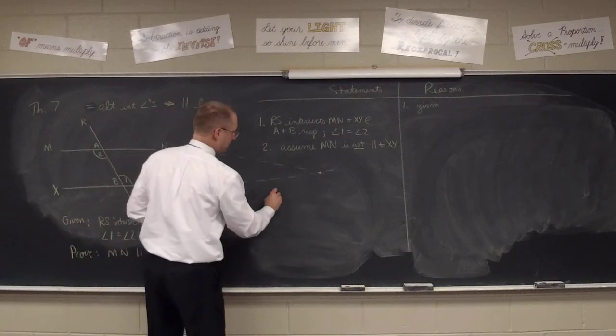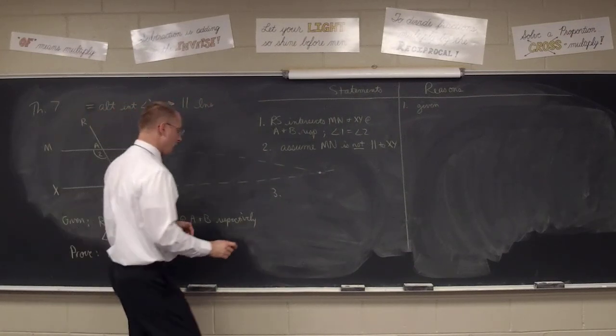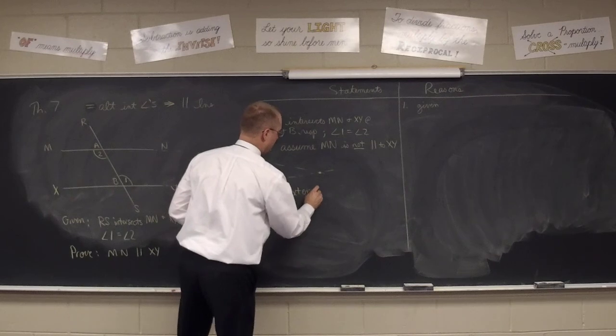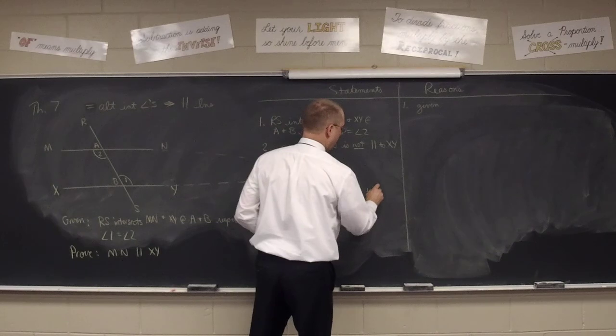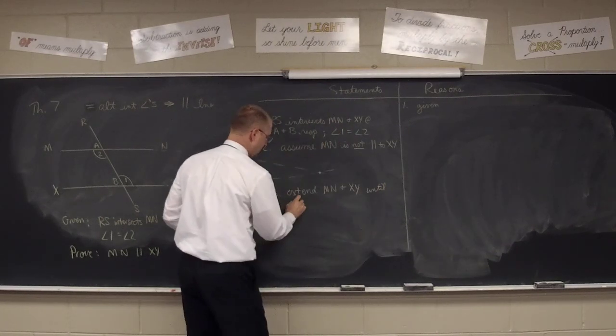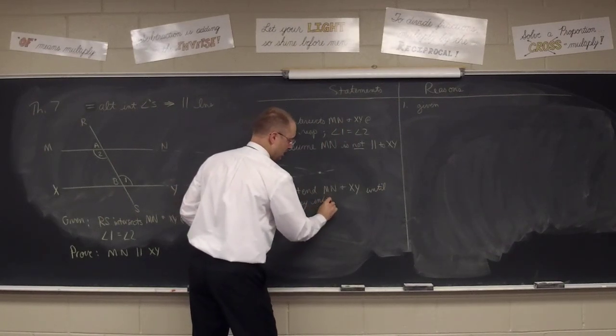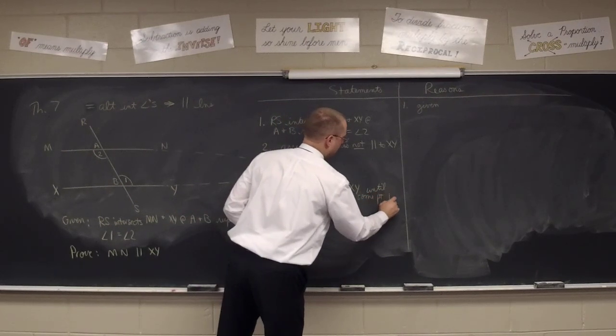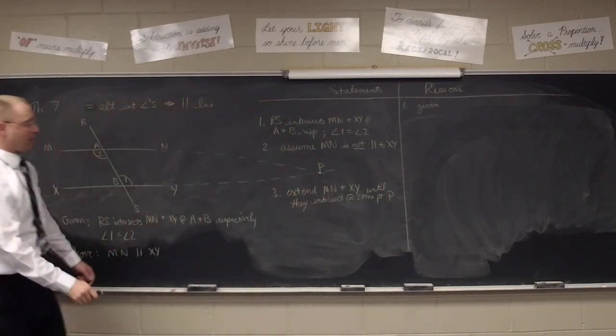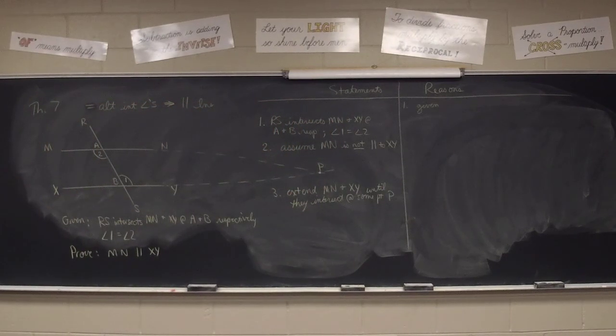So number 3, got my drawing in the way, extend MN and XY until they intersect at some point P. That's the name of my point. Eventually, they intersect at a point P. Now again, I know the lines look curved to you, but they really are straight lines, and they're really, really long, okay? That's like way out in space somewhere, okay?